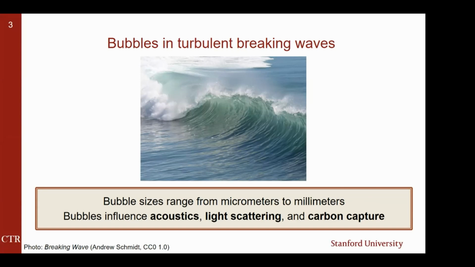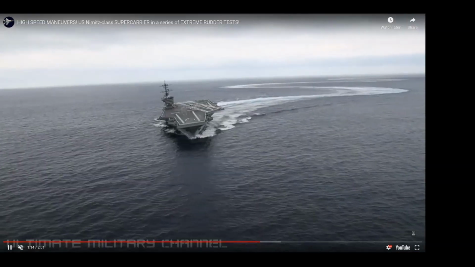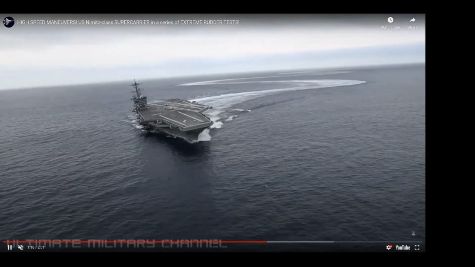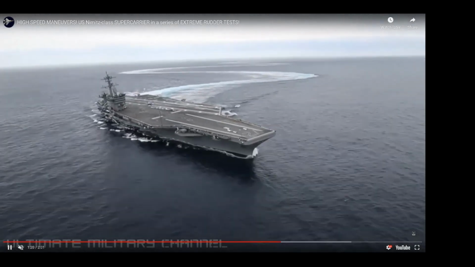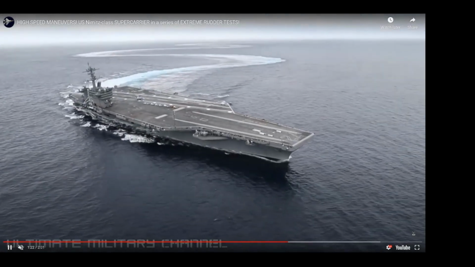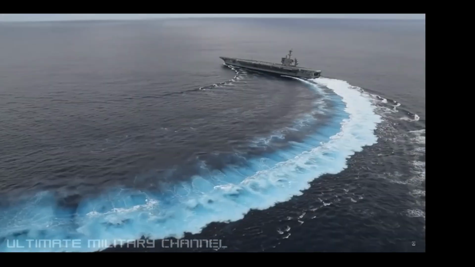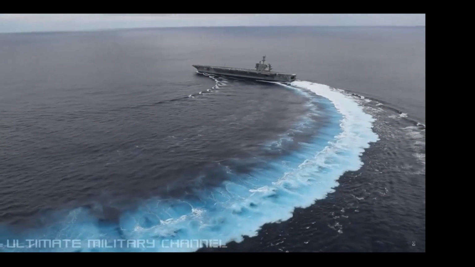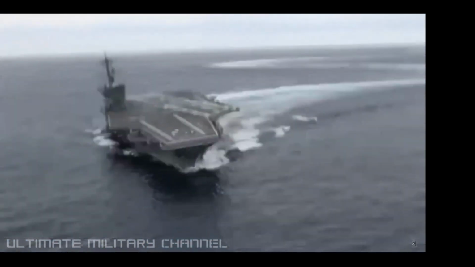So the first one you see here is better illustrated by another video of this aircraft carrier performing a rudder test. So it's turning at high speed, producing this long bubbly wake, many ship lengths behind the carrier. So this wake is formed because as the ship moves through the ocean, you can see it cuts and it generates waves to the side and back, which then break to form bubbles of various sizes.